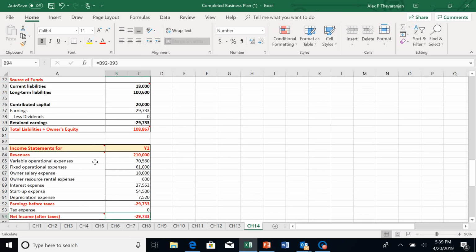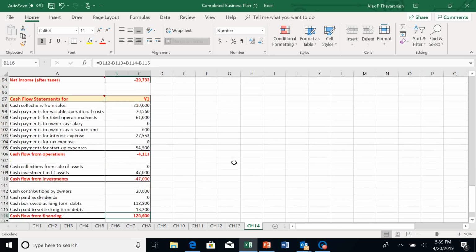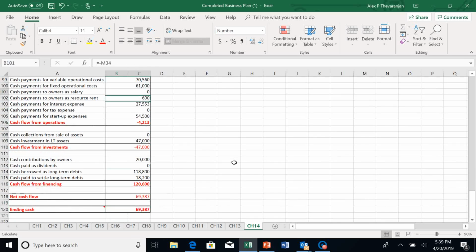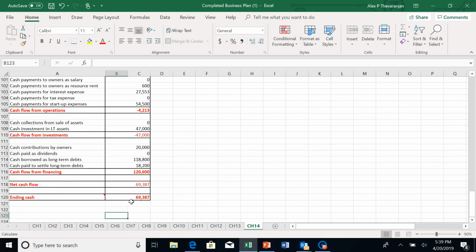So we take each of these things and you would see that's your cash flow statement. Each of that, this is the income statement. Then you come down, here is your cash flow statement. Cash flow from operations, and everything on that row is listed here. Then here is your cash flow from investments, cash flow from financing. Then you add the three, and that's your ending cash.